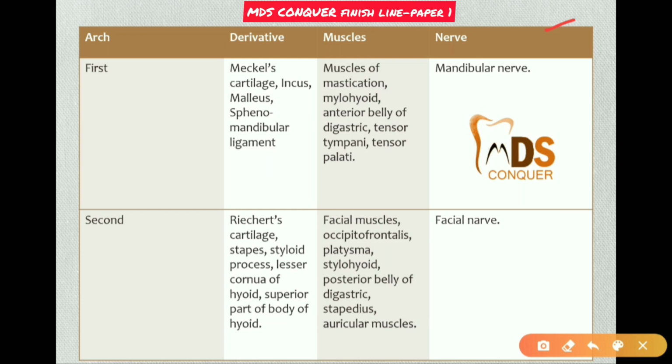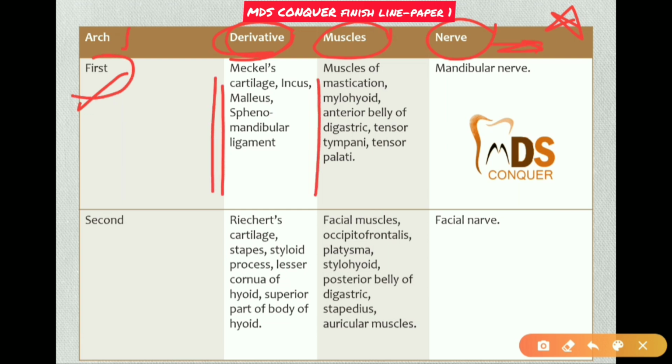This table is very important. You can represent it as it is, with the subheadings: what the arch is, the derivatives of the arch, muscles of the arch, and nerve of the arch. So these should be your subheadings and these should be your contents.